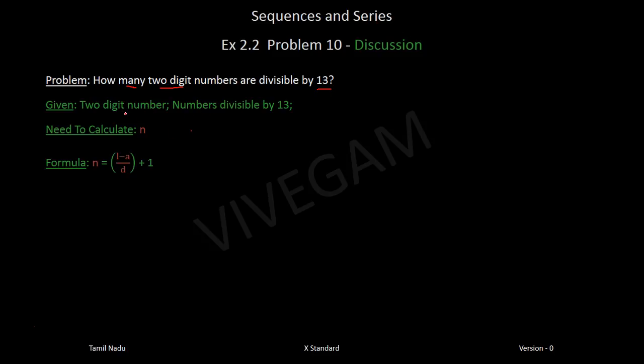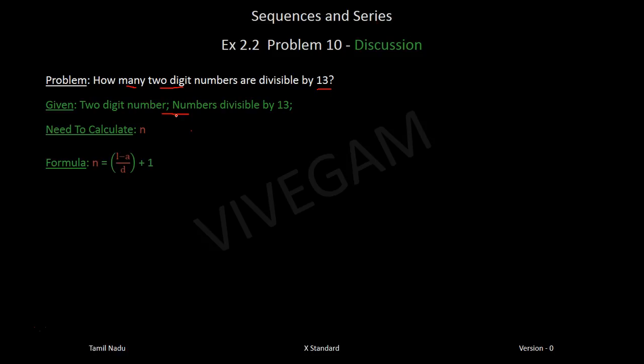What is it they have given? Two-digit numbers, and the numbers are divisible by 13. So the first step is we'll have to create this series ourselves. Only when you create the AP series will we be able to solve it. So to create the series only, they have given this information. As I told you, you have to carefully look into the given information and figure out why they have given it. Instead, in all the previous examples, they gave us an AP series directly.